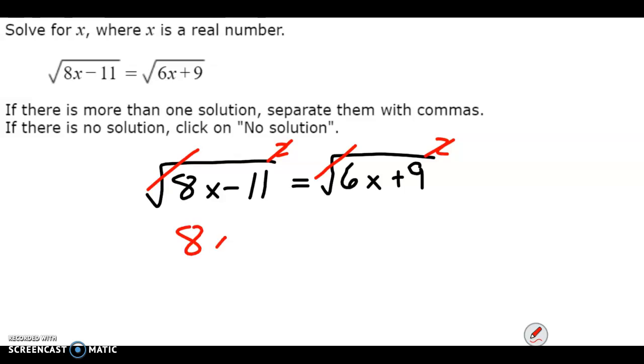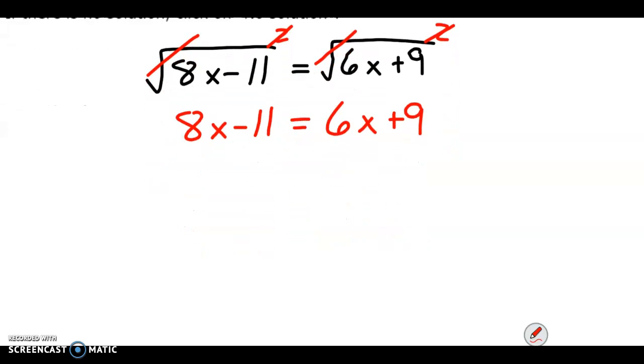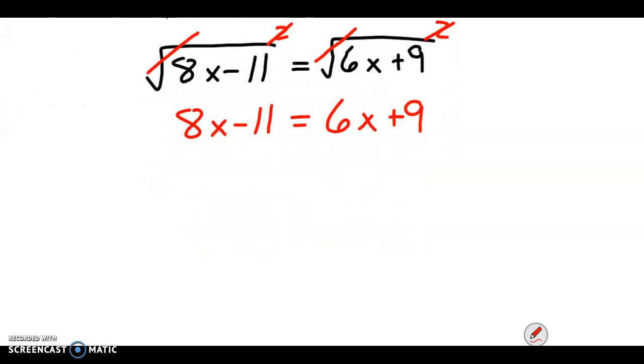So now we're looking at a freed up 8x minus 11 equals a freed up 6x plus 9. Okay, now there's no exact one way to do this. You could move a number of things here. What I always like to do is get my variables together on the same side first, and I like to move the smaller one. So then you're dealing with more positive numbers. So I'm going to take this 6x, and I am going to move it.